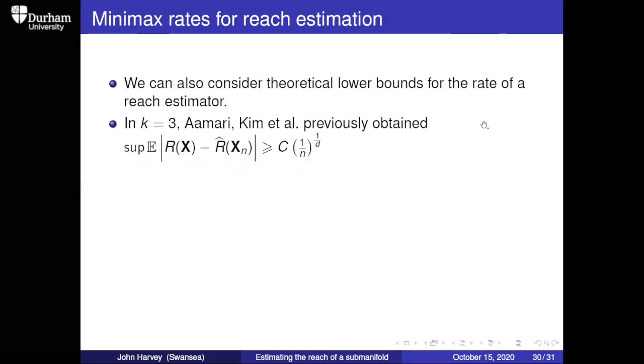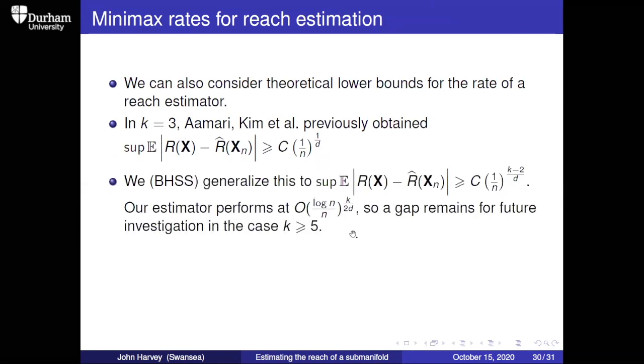And we also look at the theoretical lower bounds, which had been found before. n to the minus 1 over d is the best lower bound that had been obtained in C3. And we agree with that, but with higher regularity, instead of 1 over d, now it's k minus 2 over d, where k could be higher. Okay, so what did we get? We got an estimator that performed at k over 2d, which is not the same as k minus 2 over d as soon as k gets to 5. So there's something to find out there about whether you can get a better reach estimator.